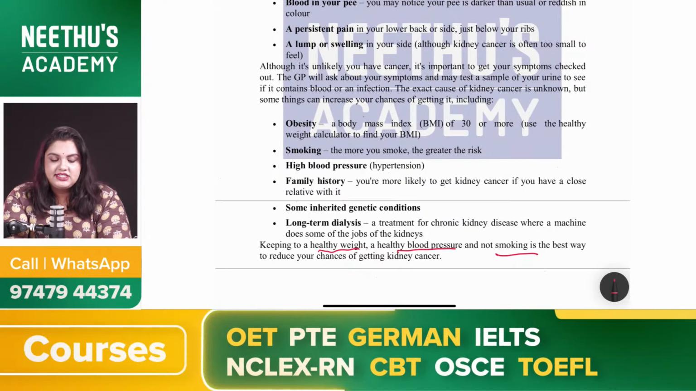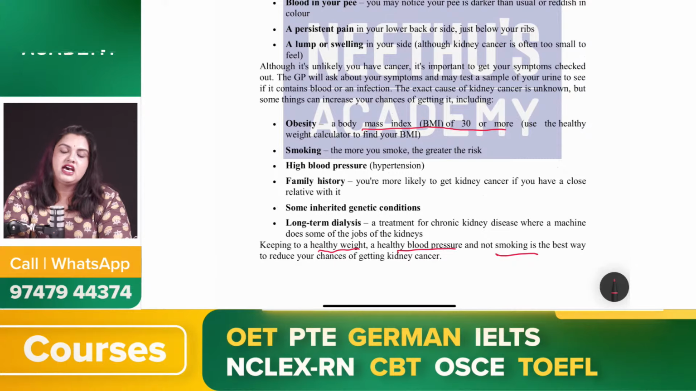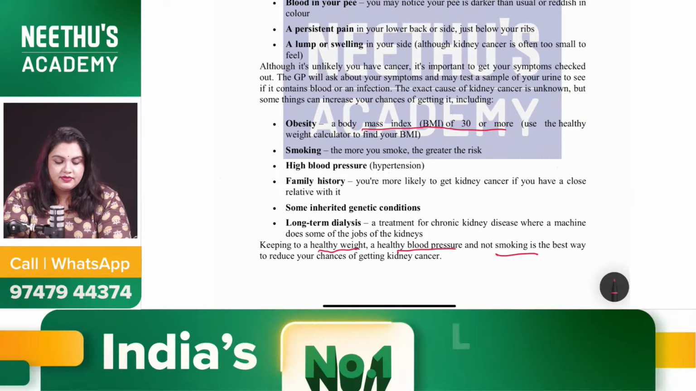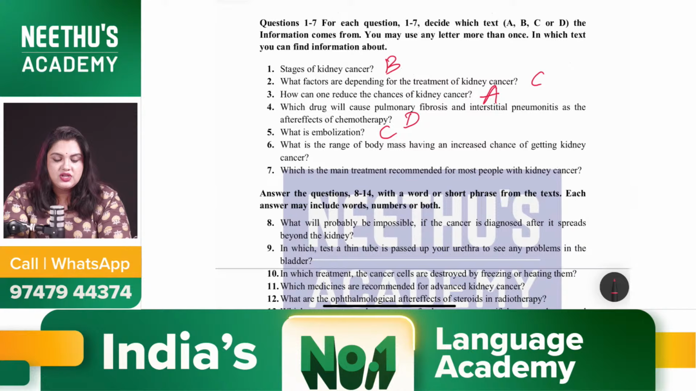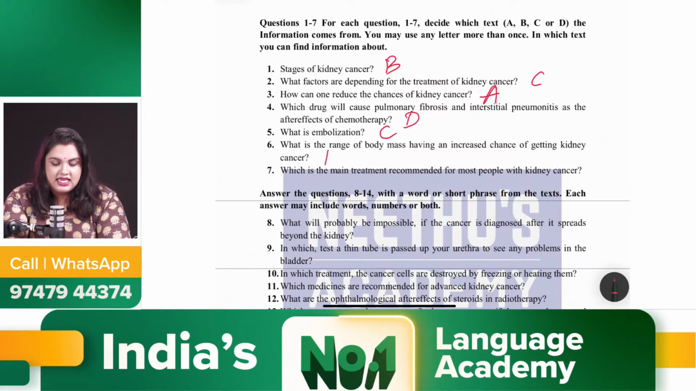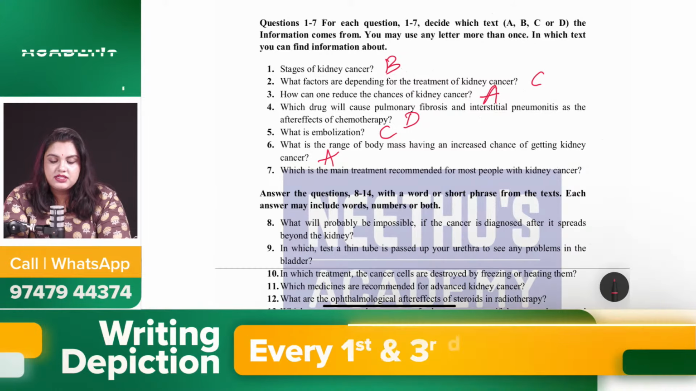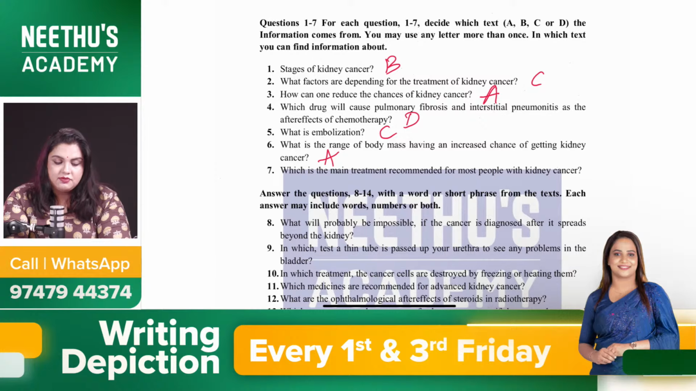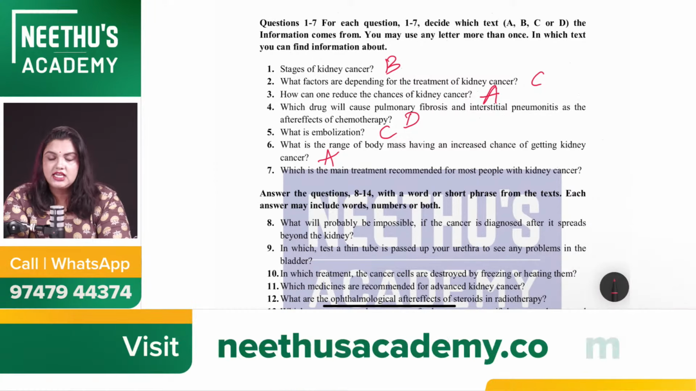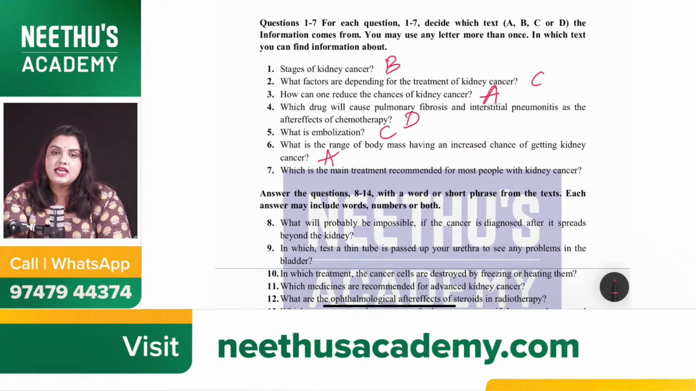Obesity, in the bullet point we discussed, a body mass index of 30 or more is at higher risk. So the answer to question number 6 is A. Moving on to 7. Which is the main treatment recommended for people with kidney cancer? I'm repeating: Which is the main treatment recommended for people with kidney cancer? The text line where we discussed that.